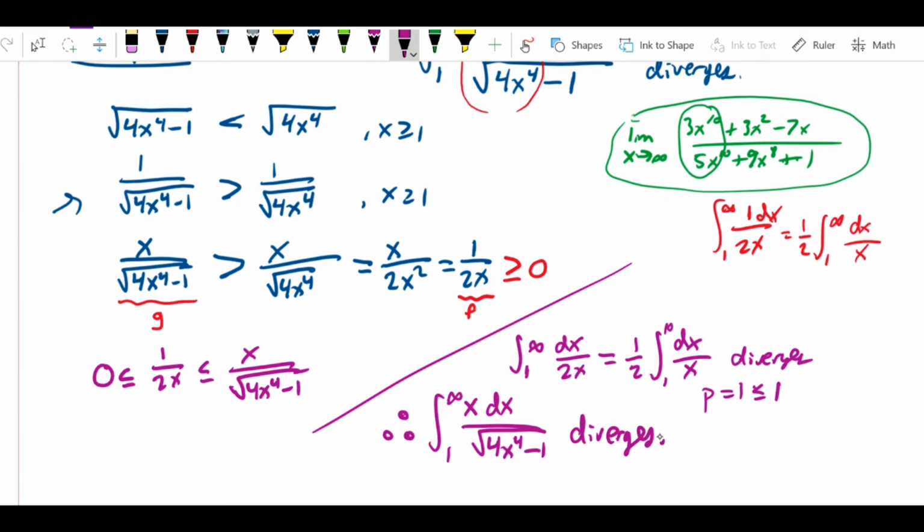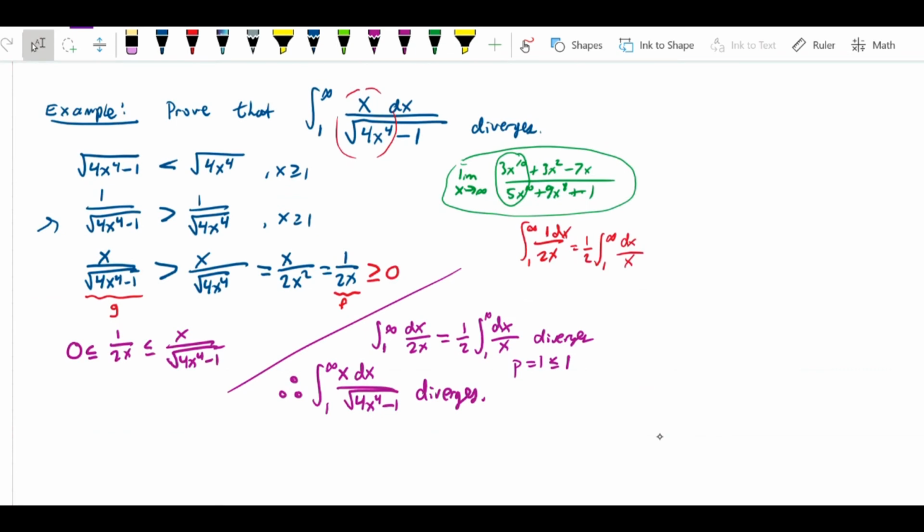And there we go. We've proven that the given integral diverges, so we end the proof in the classic way.